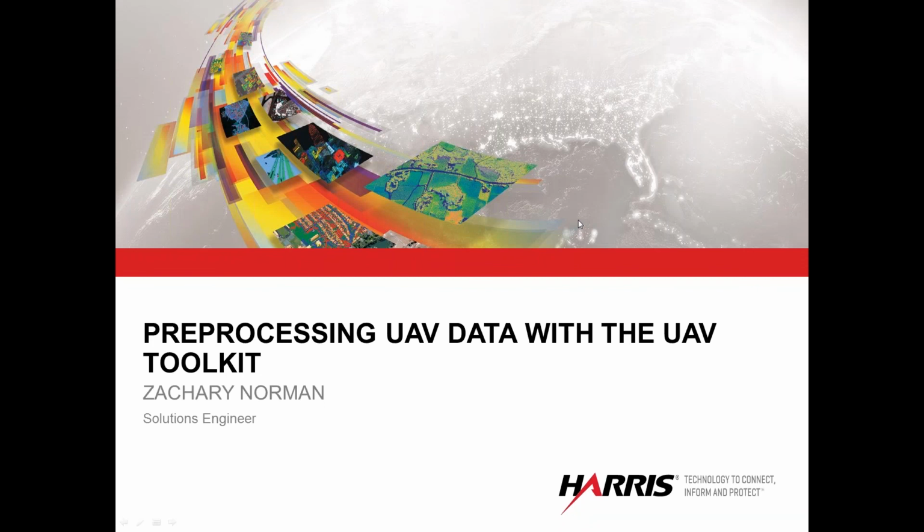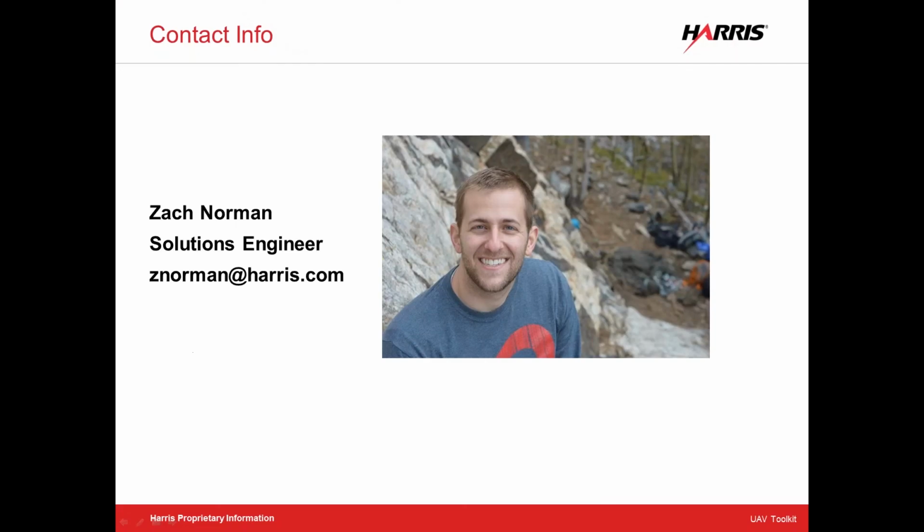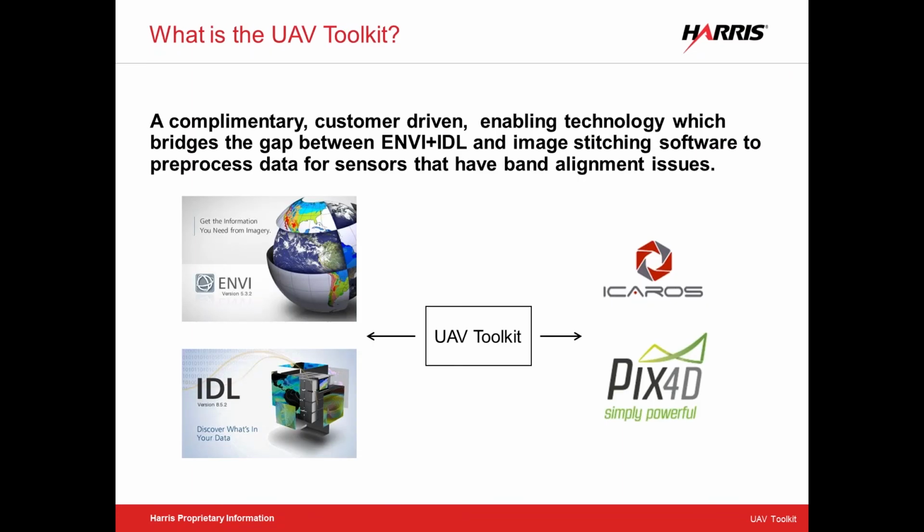So what is the UAV Toolkit? The UAV Toolkit is a complementary, customer-driven, IDL-based solution that tries to bridge the gap between ENVI and IDL and image stitching software, to pre-process data that needs to be pre-processed. I'll show you what that looks like in just a second. Even though we're really focusing on ENVI OneButton here, we'd really like to play a part in your processing chain no matter what image stitching software you use.